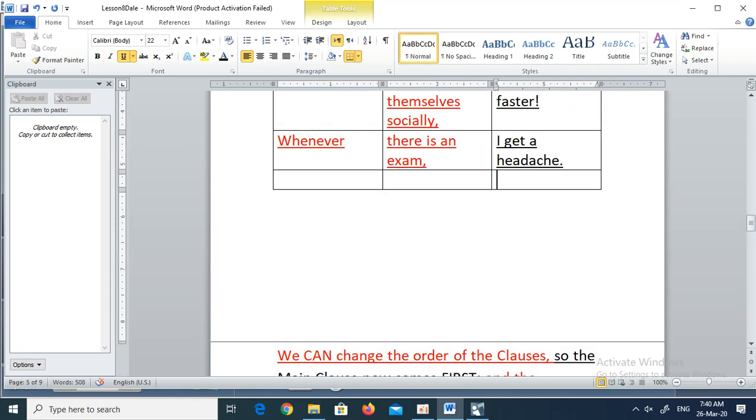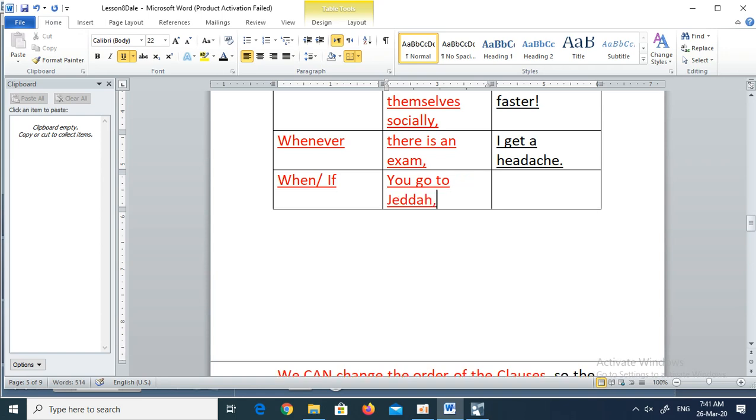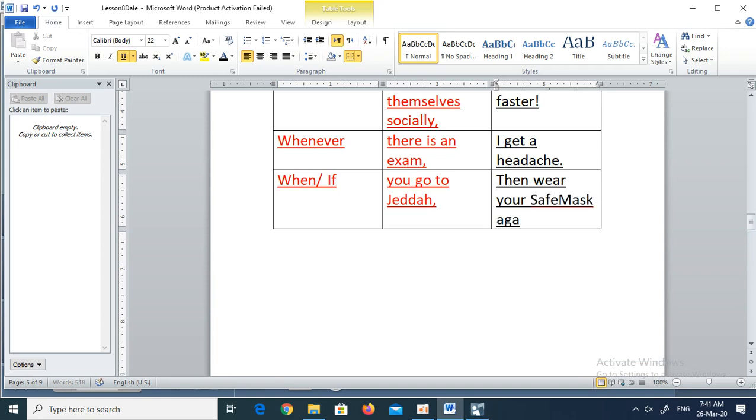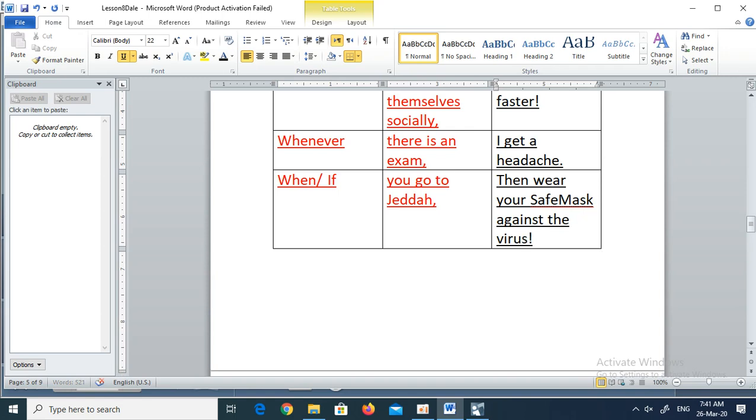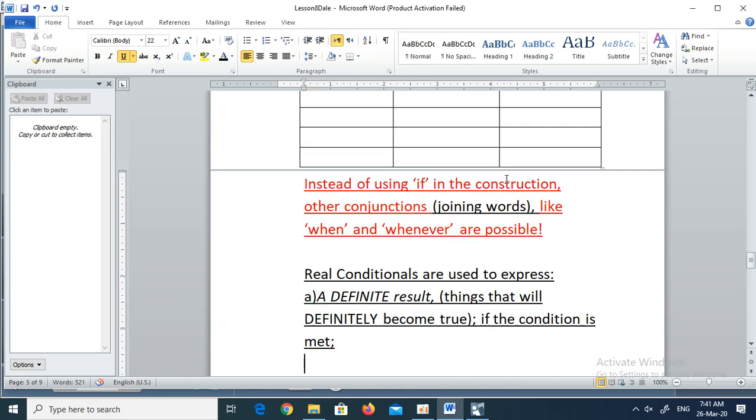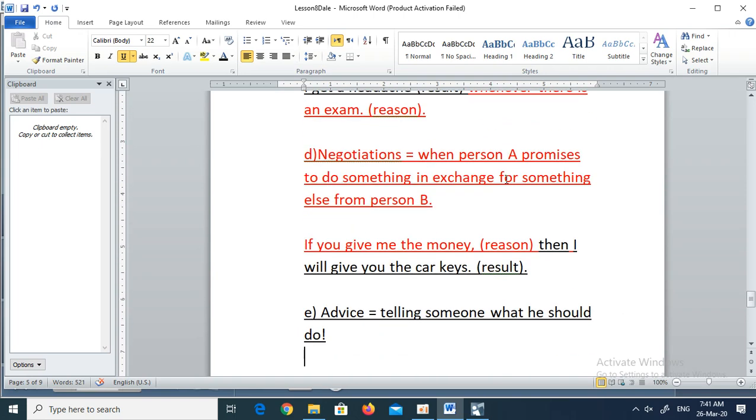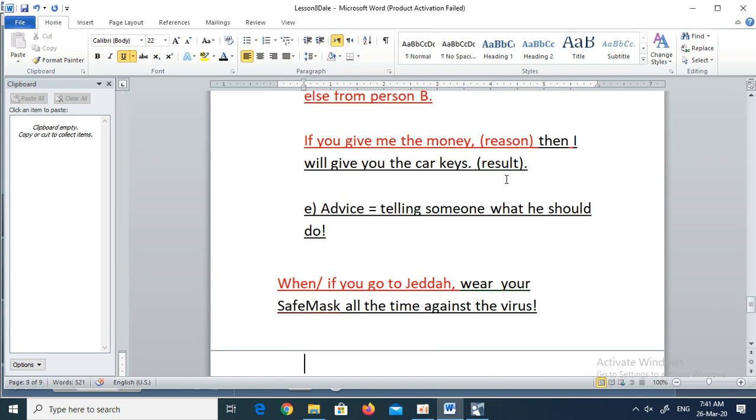with the conditional clause first. And we can say, when you go to Jeddah, or we can say if, and our conditional clause is you go to Jeddah. Then wear your safe mask against the virus. All right. Again, we can switch the order of the clauses and it will still be entirely right.